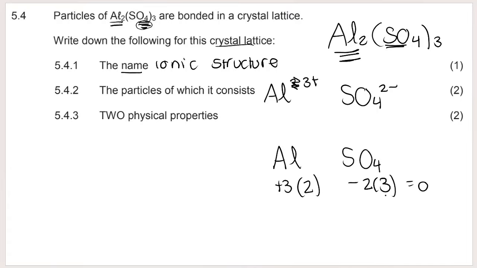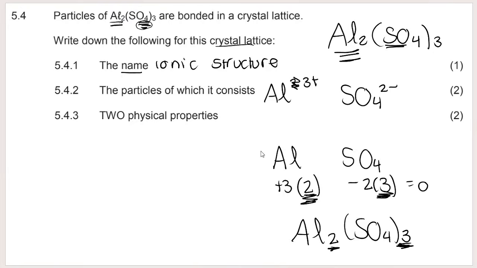by 3, and that's why in the name it goes Al2 because we multiplied by 2. So that's where that 2 comes from. And SO4 3, we multiply the sulfate ion by 3. That's where that 3 comes from. Instead of saying Al3+ and SO4 2-, you could have said aluminium ions and sulfate ions.